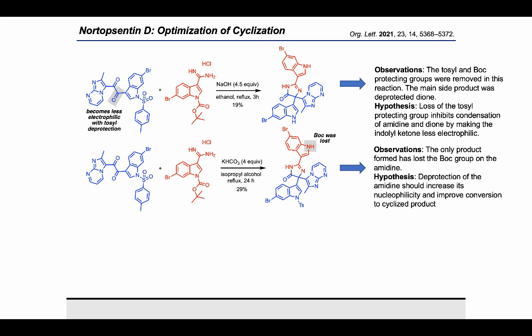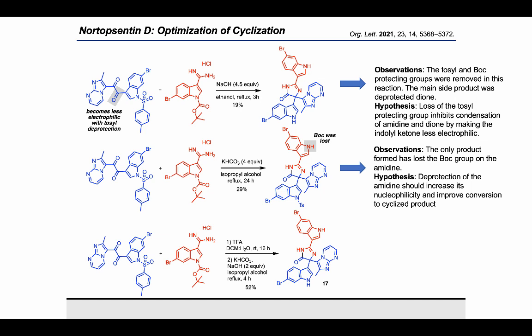dione. So to test this theory, N-BOC deprotection of the amidine was performed using trifluoroacetic acid. After refluxing for 16 hours, the volatiles were removed and the reaction was basified in isopropyl alcohol using an excess of potassium bicarbonate and a minimal amount of sodium hydroxide. Once enough base was added to bring the reaction to a pH of roughly 8, the dione was then introduced to the reaction, and it was heated until cyclization was complete as monitored by TLC.